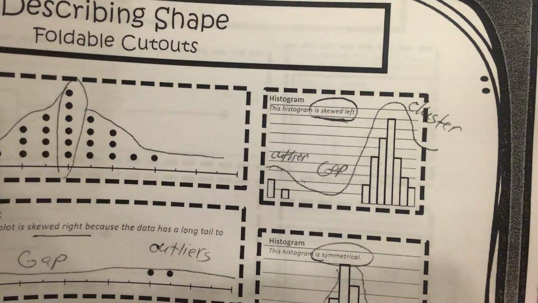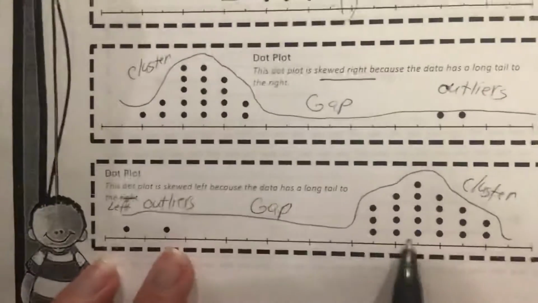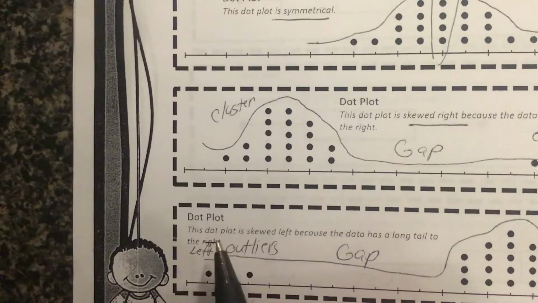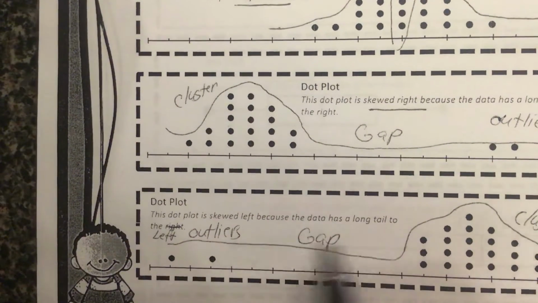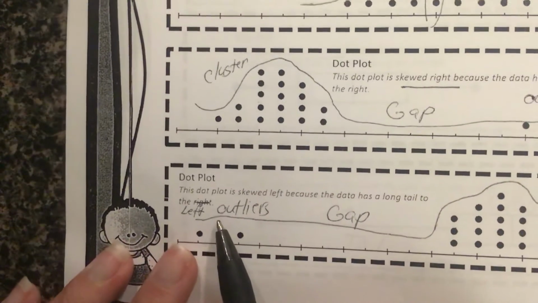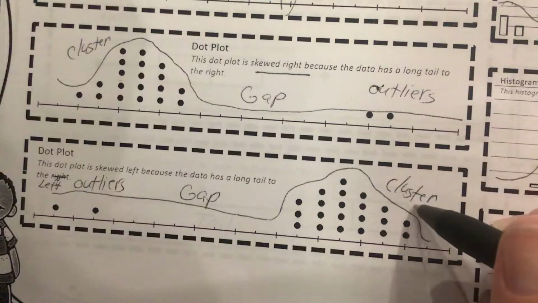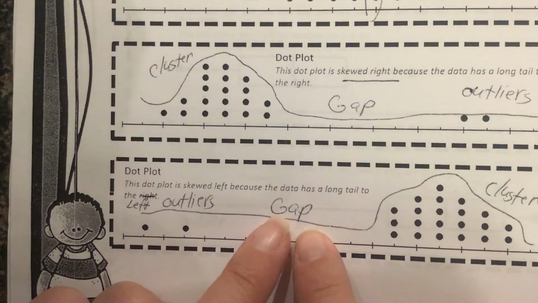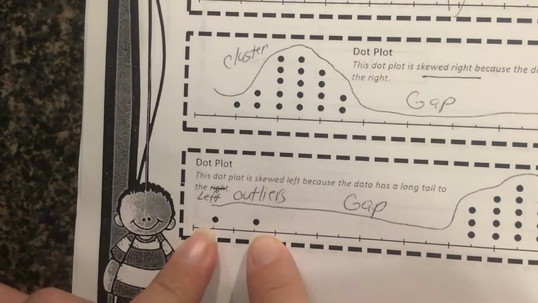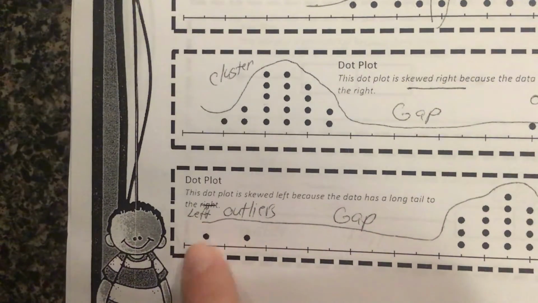Okay, let's see what else would be skewed left. Look at this dot plot. This would be skewed left. Find this dot plot. It says the dot plot is skewed left because the data has a long tail to the left. Scratch that right out. It was a misprint, and write left. Draw around the shape, write cluster. Go this way, show where it's a gap. Please write gap. And over here, these are the outliers. You have two outliers on this one. And this is showing skewed to the left.